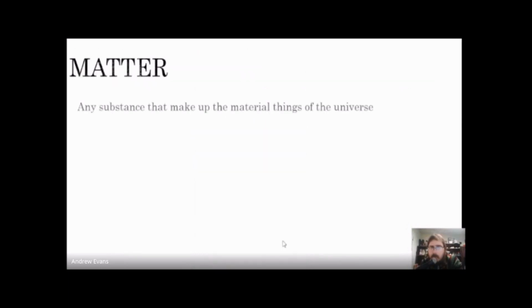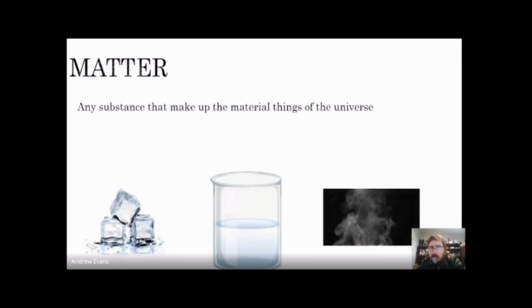The first thing we need to understand is matter. Matter is any substance that makes up the material things of the universe. Matter could be a solid, a liquid, or a gas. The only requirement is that it is some substance. We'll look more at matter a little bit later, but sugar is a type of matter, and salt is a type of matter. The atoms that make up these are a type of matter. Molecules, which are a group of two or more atoms held together by chemical bonds, are all matter.